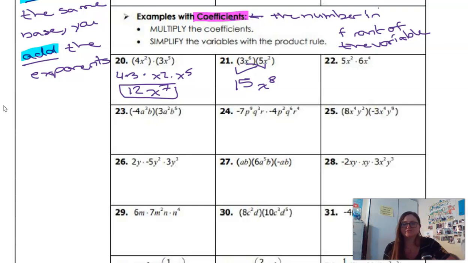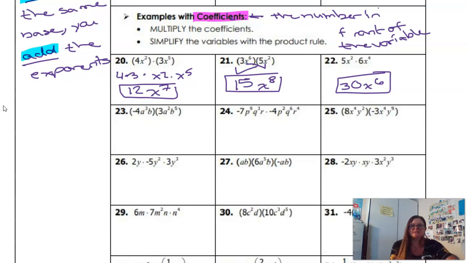All right, give 22 a shot. Hit pause if you need a little bit more time. But I got 30x to the 2 plus 4 is 6th power.